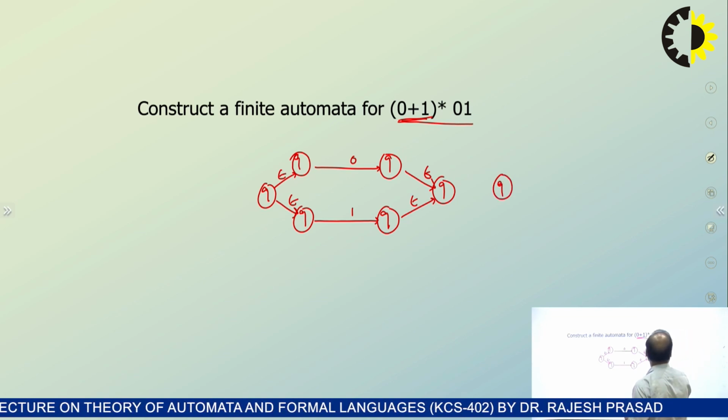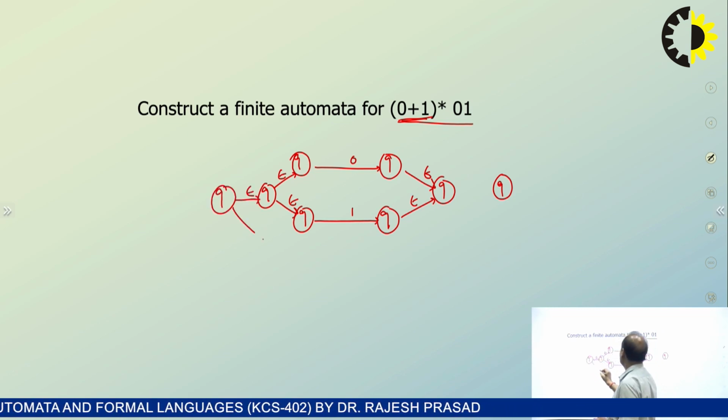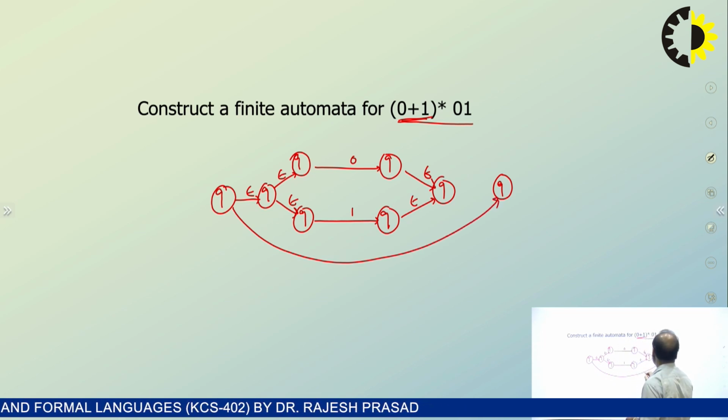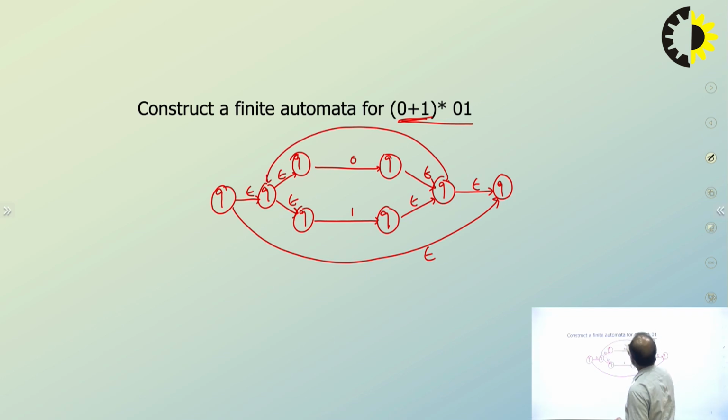In order to repeat, you have to add 2 additional states. Here is epsilon and here is epsilon, right? And here is epsilon, and 3 epsilons we have already added. 1 more epsilon to repeat it, right? So this is actually (0 plus 1) star. After making (0 plus 1) star, this dot is hidden.